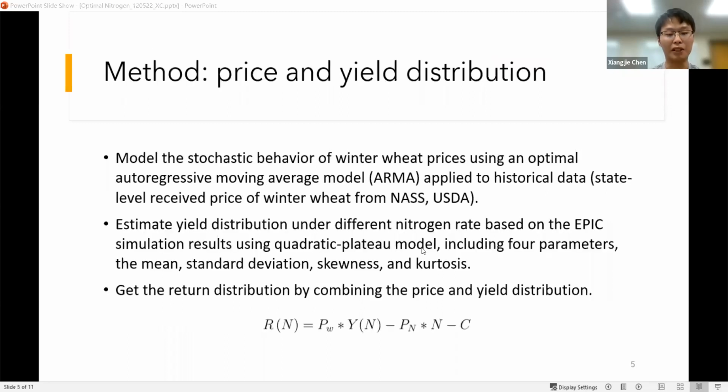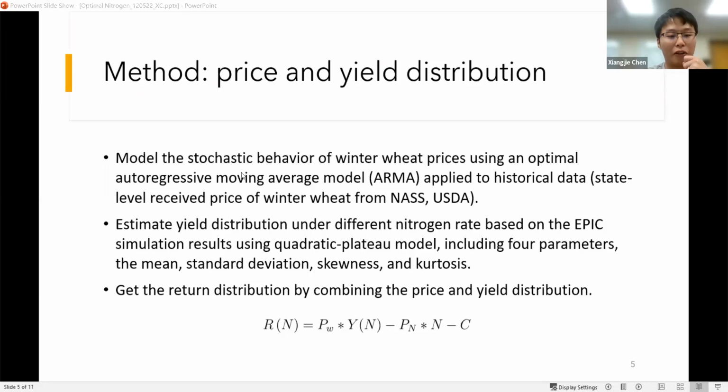The next step is to get the price and yield distributions. For the price distribution, we predict the price behavior based on historical data using an econometric model, the autoregressive moving average model. We also estimate the yield distribution including four parameters: the mean of yield, standard deviation of yield, skewness of yield, and kurtosis of yield. The reason we consider skewness and kurtosis is that a lot of literature shows the yield distribution may be non-normal, so we need to take skewness and kurtosis into consideration.